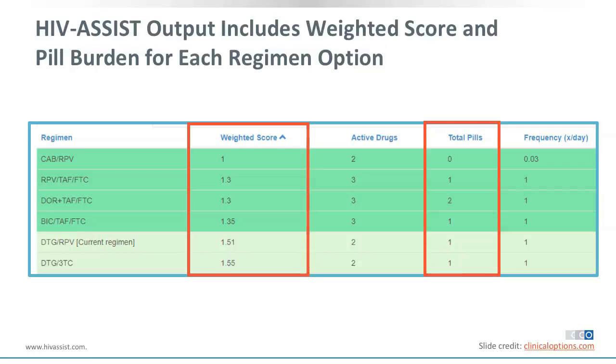I'll next walk you through the HIV-ASSIST output. Here is a snapshot of a broader output page, which ranks all possible 2, 3, 4, and 5 drug combination regimens. In the base case scenario, the regimens are ranked according to a composite HIV-ASSIST derived weighted score, which I'll review in a moment. But on this output page, the tool seeks to also provide other pieces of important information, including the number of active drugs, and importantly, the pill burden and dosing frequency.